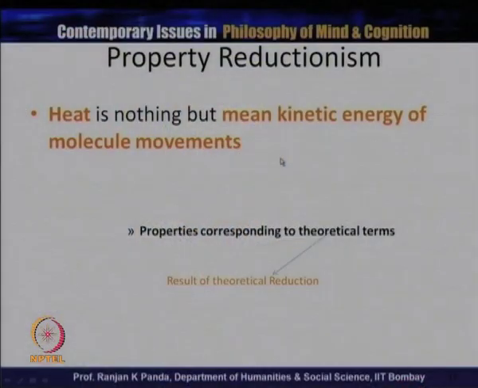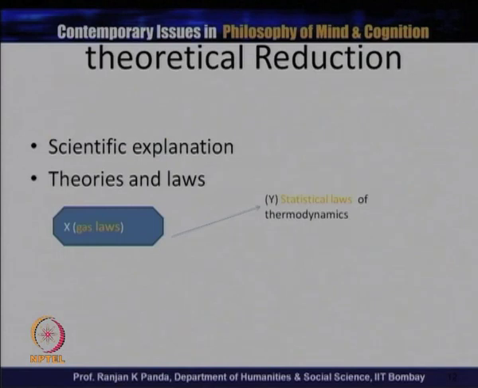Now, take the case of the functionalist identity theory or the state identity theory, which goes like this: heat is nothing but the mean kinetic energy of molecular movements. If somebody tries to define what heat is all about, then he would refer to this and try to explain this state of heat in terms of this particular state. Okay. So, that is an identity theory which functionalists also adhere to. So, properties corresponding to the theoretical terms will result in a kind of theoretical reductionism.